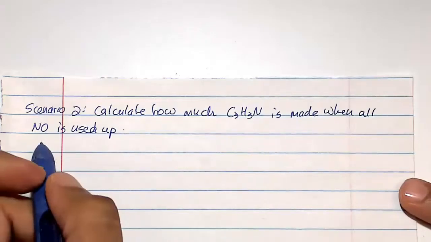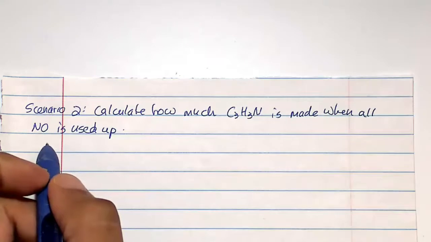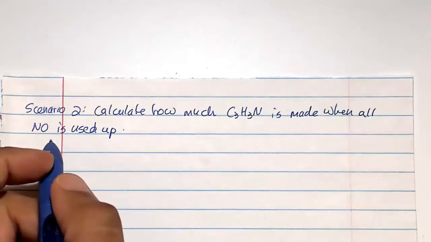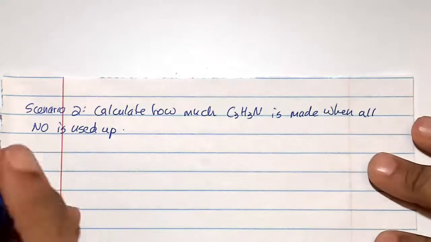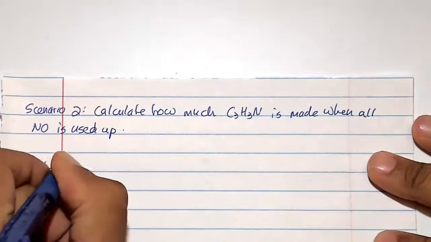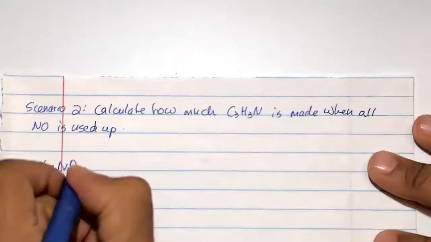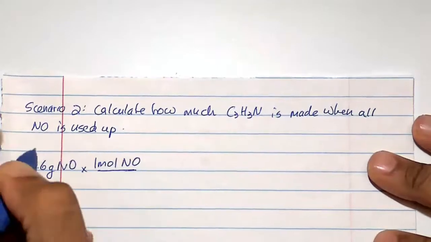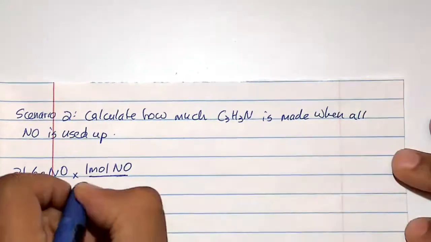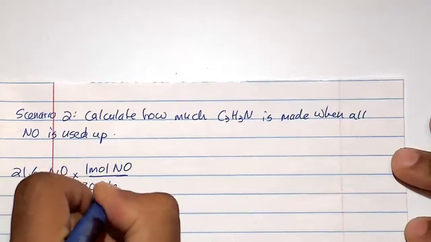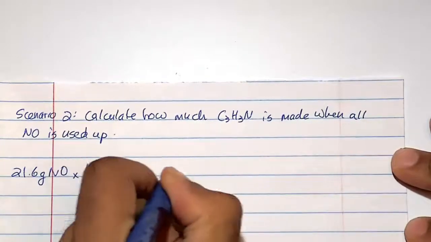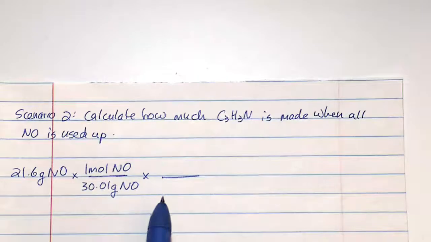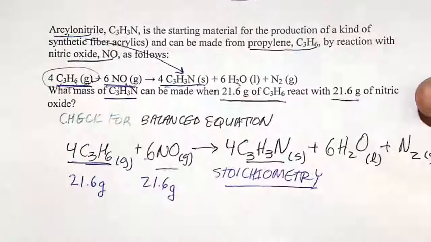Now we're testing our second reactant. We start off with, according to the problem, 21.6 grams of nitric oxide, and let's just go ahead and convert it to moles. 1 mole of nitric oxide will have how many grams? 30.01 grams of NO.